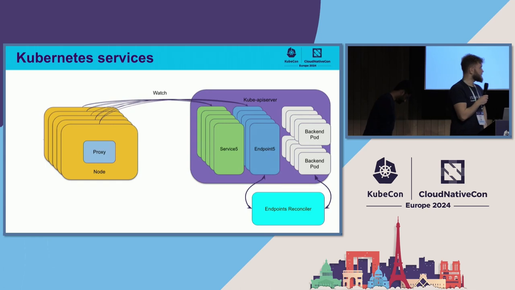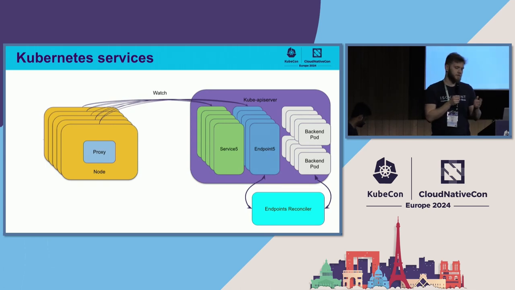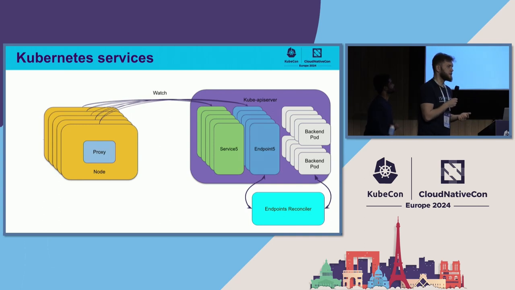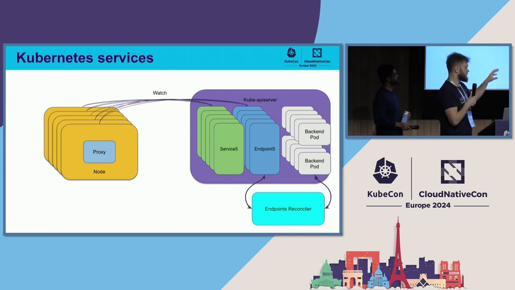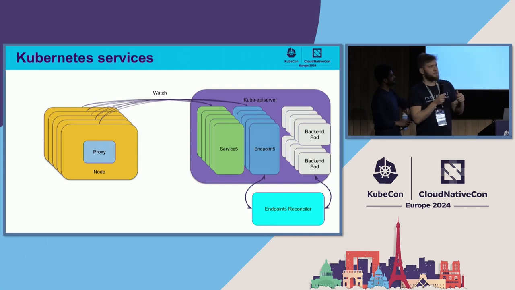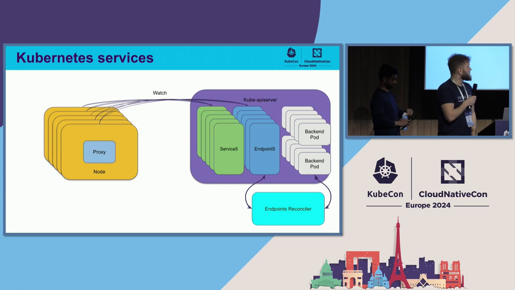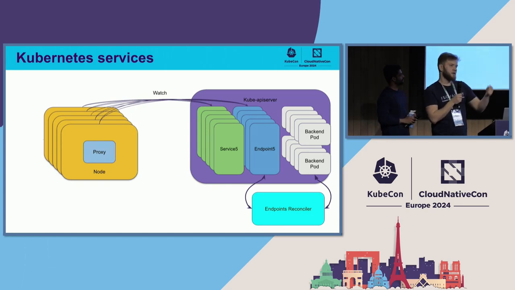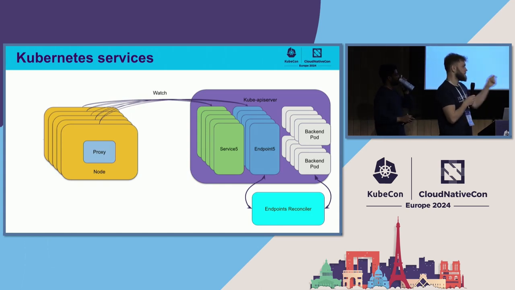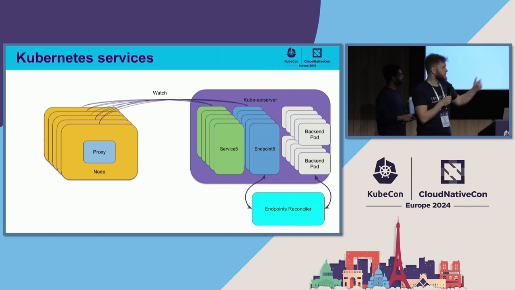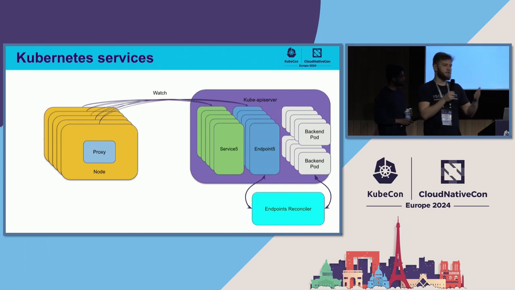So what's the issue with this design? Whenever you create a new pod and this pod is behind the service, the endpoints reconciler needs to update the endpoint. You can think of it as one service that has thousands of pods behind it, and a single creation of a pod makes an update to the endpoint, and this endpoint has thousands of IPs.